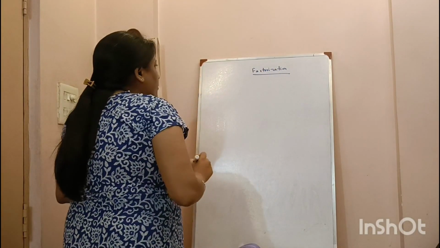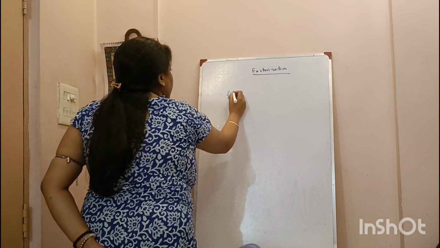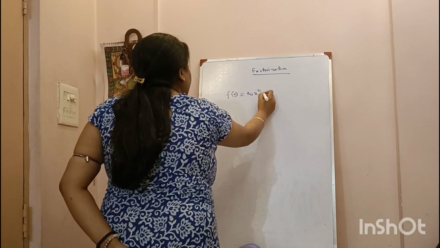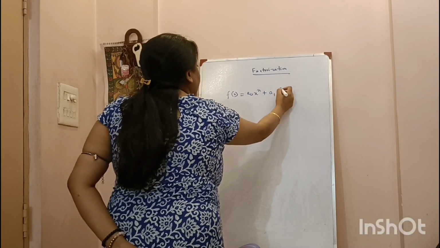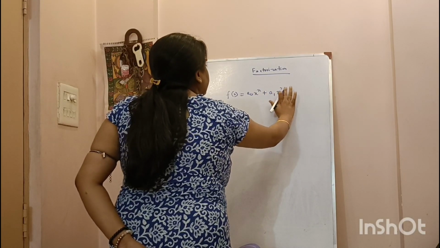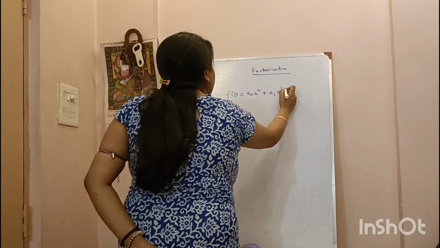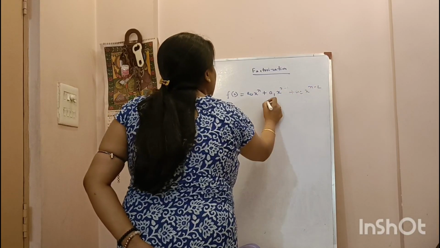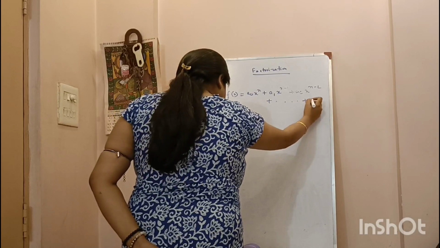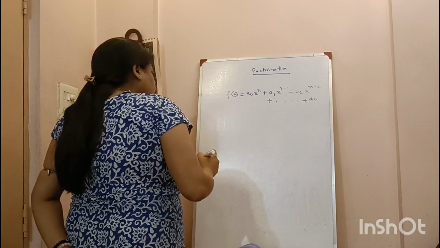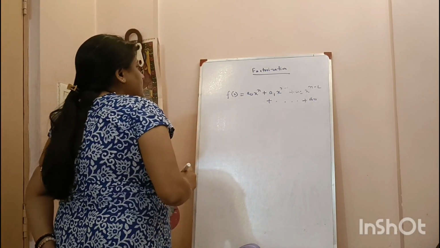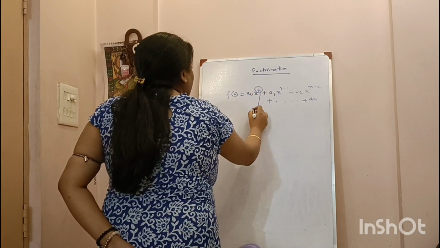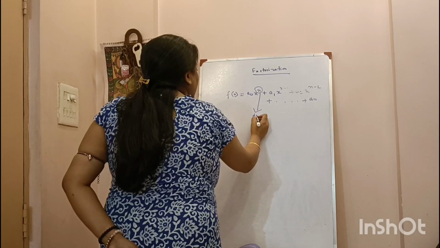Okay, so we know that f(x) equals a0 x to the power n plus a1 x to the power n minus 1 plus a2 x to the power n minus 2 plus etc. The last term will be an. So what is n? f(x) is a polynomial. This n, the highest power of x, is called the degree.